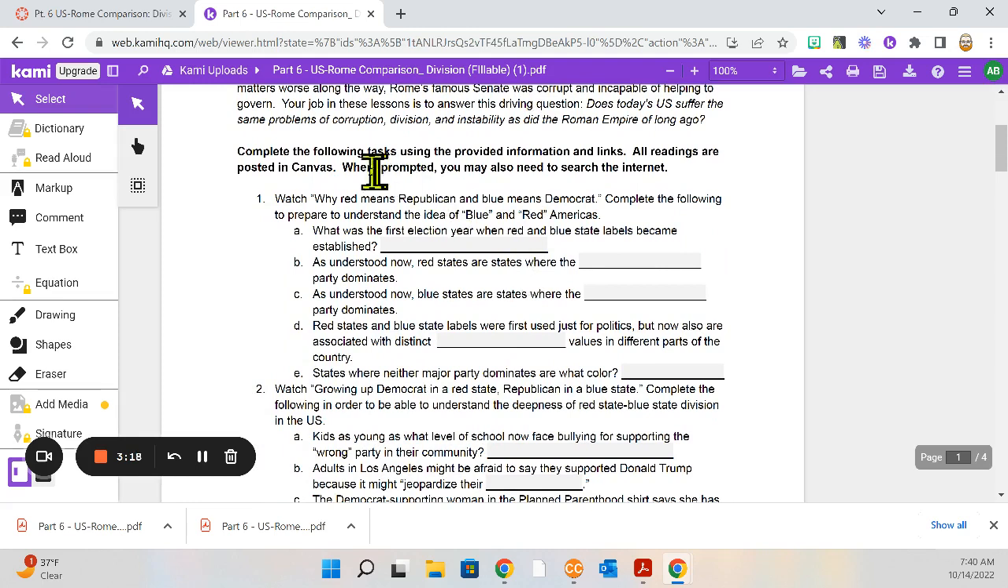As you watch the first video, which is called Why Red Means Republican and Blue Means Democrat, I want you to complete the following. Because, as you're going to see, when we talk about division in the United States, it's not about splitting into the Eastern and Western United States. It's more about blue states and red states. So we need to know what those concepts of blue states and red states mean.